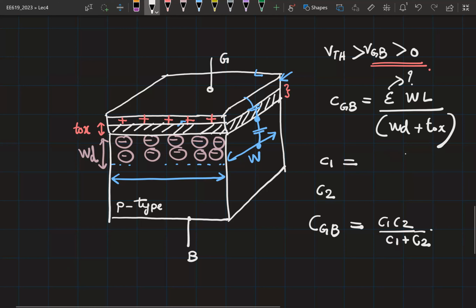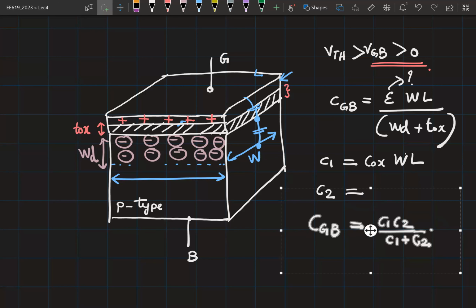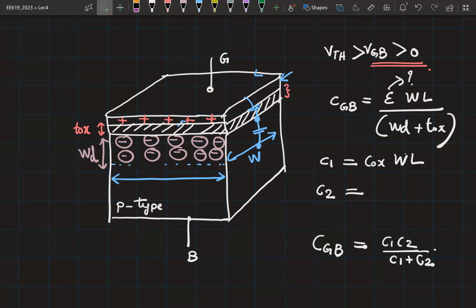What is the value for C1? Let's say C1 is the capacitance between the gate and the surface. COX times W times L. What comment can you make about C2? So what are the two plates for C2? One is the surface and the other is the edge of the depletion region on this side, right? So all of this is happening in silicon. So it's epsilon Si divided by what is the depth? WD, times W times L.